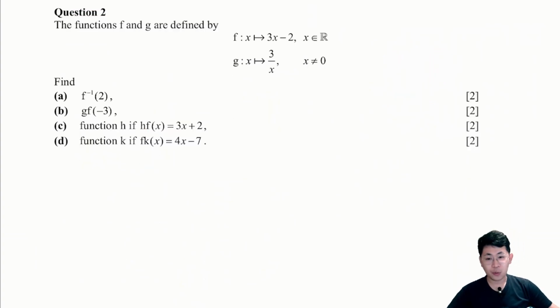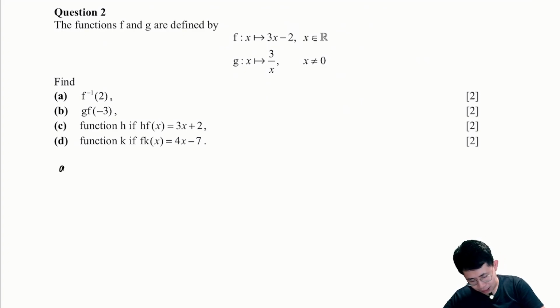Now let's proceed to question 2. We have functions f and g defined like this: fx and gx, each with their rules and the domain that they are defined on. Let's take a look at part A. We haven't proved that f inverse exists, but checking the domain, f inverse does exist. Over here we are looking for f inverse of 2.